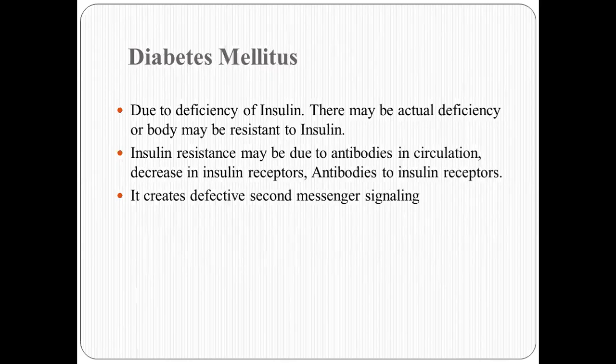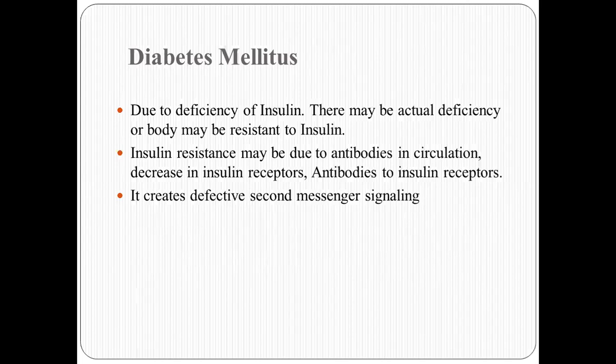Coming in short to diabetes mellitus, that finishes the physiology of insulin hormone. The major disorder which is discussed along with insulin is diabetes mellitus. Diabetes mellitus is a condition which occurs due to deficiency of insulin. There may be actual deficiency of insulin or the body may be resistant to insulin. So insulin is there, but the body is not reacting to that insulin.